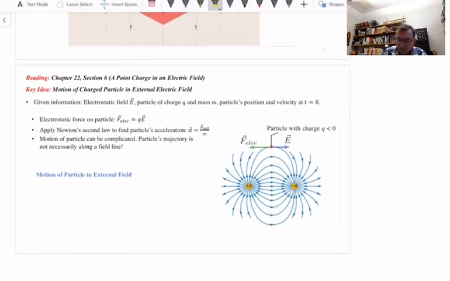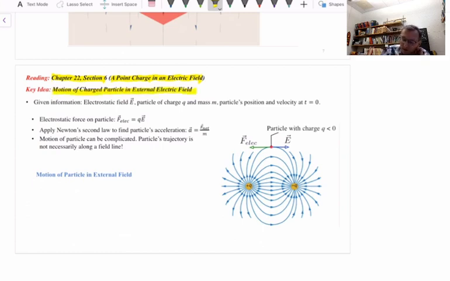We want to talk now, chapter 22, section 6, about what happens when you take a point particle with charge and place it in an electric field. Basically, we want to be able to predict how that particle will move. That turns out to be very important in physics applications, right? So the key idea is the motion of a charged particle in what's called an external electric field.